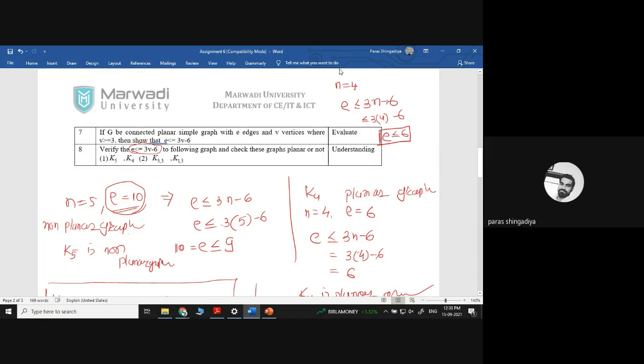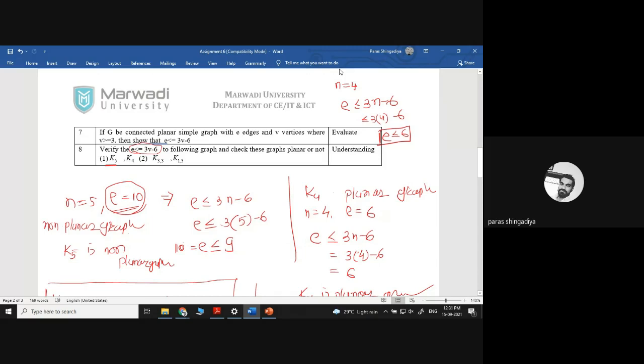If the number of edges of the graph should be in this range, in this boundary, up to this boundary, then this graph is planar. If it is greater than this boundary, greater than 6 edges for this 4 vertex graph, then it is known as a non-planar graph. So here in this first case, we have the K5 graph, and we'll check that K5 is non-planar by using this formula.